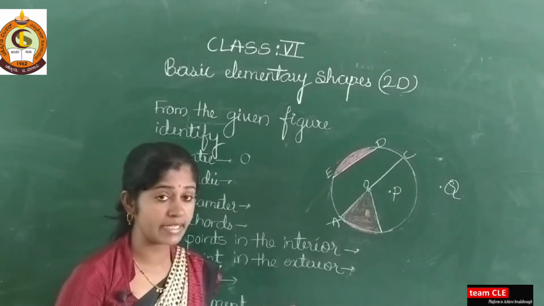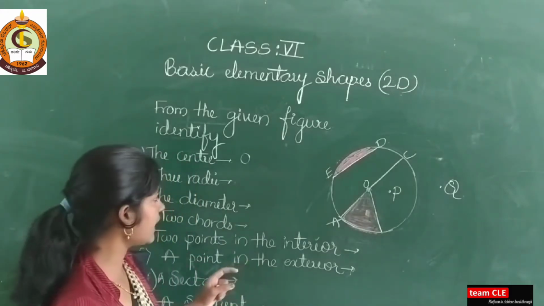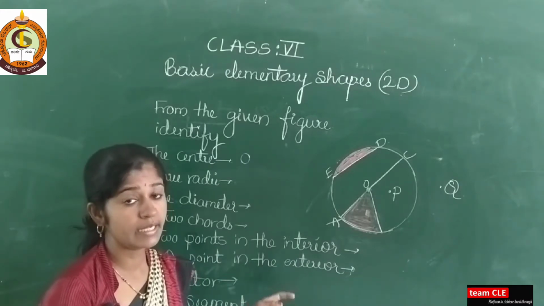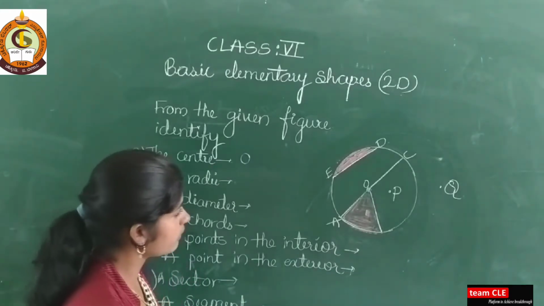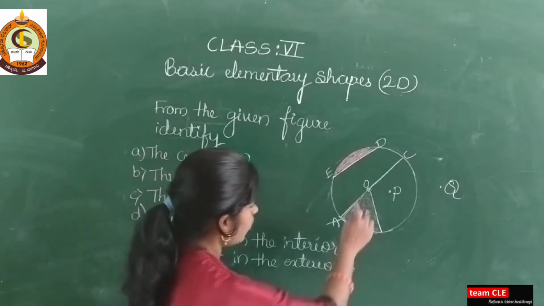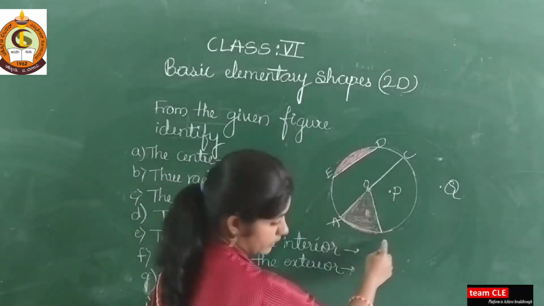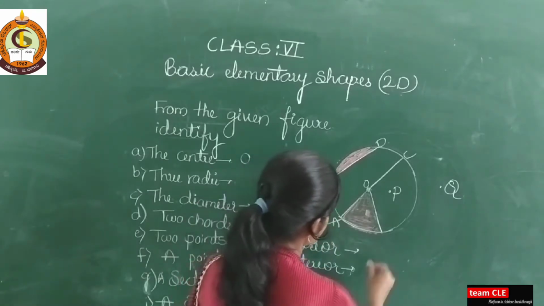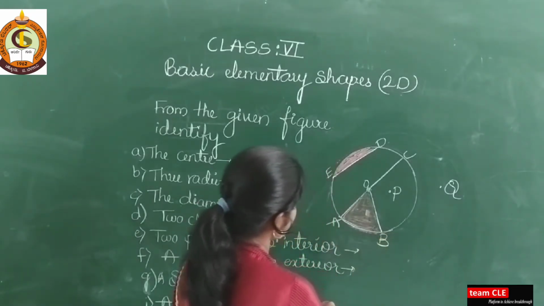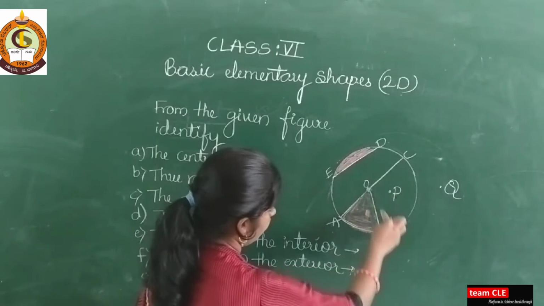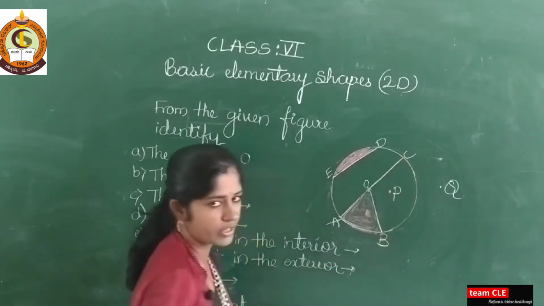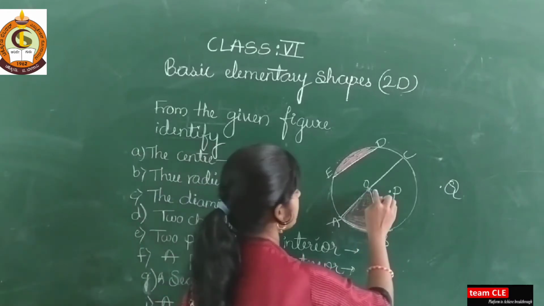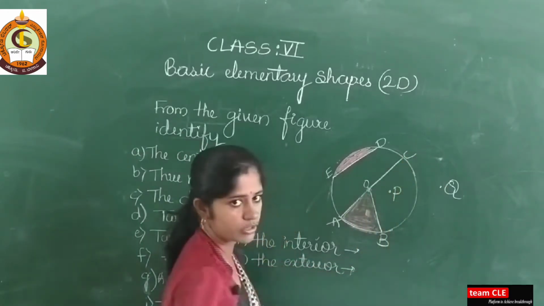Already I told you, radius is singular. Radii means more than one, so the plural form of radius is radii. Okay, tell me how many radii are there? OA, OB. Here they have given one more name, and that is C. So name it as OA, OB, OC. Already you know what a radius is: radius means the distance from the center to the boundary of the circle.